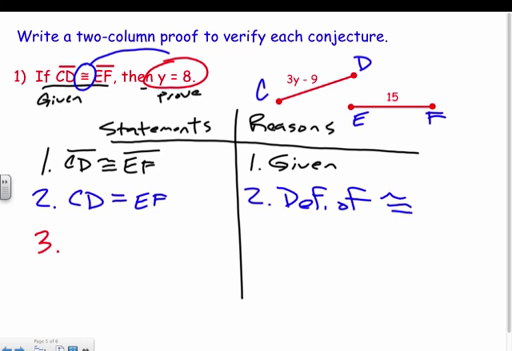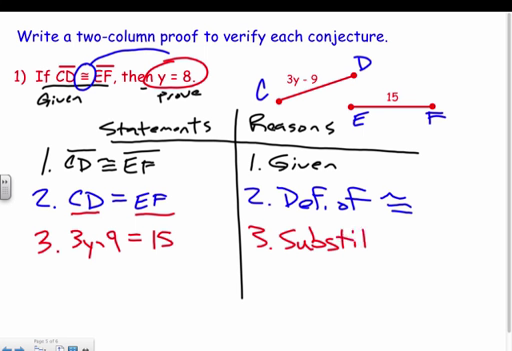I'm going to say 3y minus 9 equals 15. And I can do that because I've already stated that CD is equal to EF. So basically, I'm just plugging in 3y minus 9 for CD, and I'm plugging in 15 for EF. So if I plugged them in, I really substituted them in. Substitution. You just put something in for something, you're substituting. So I put in the 3y minus 9 for CD, because that's the length of CD, and I put in 15 for EF.